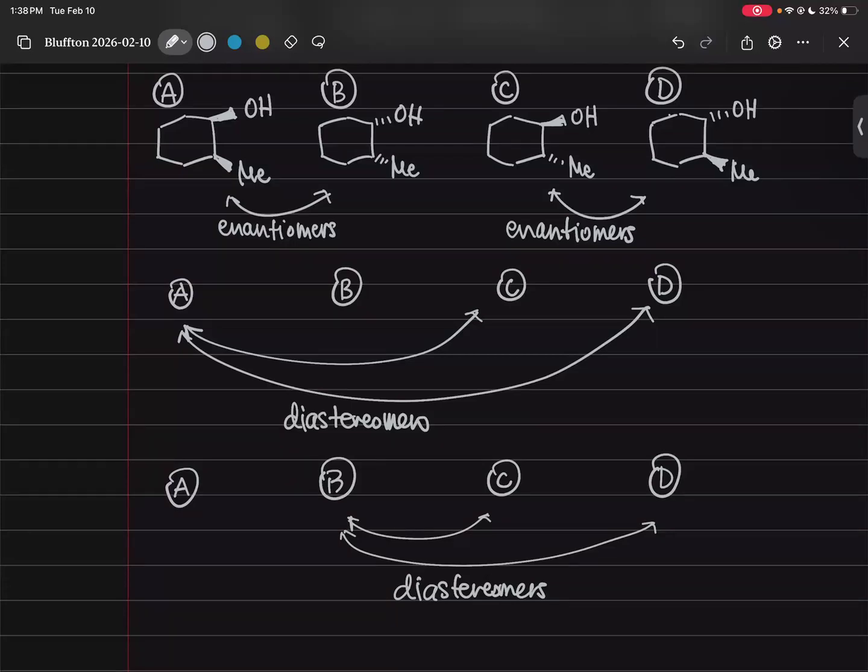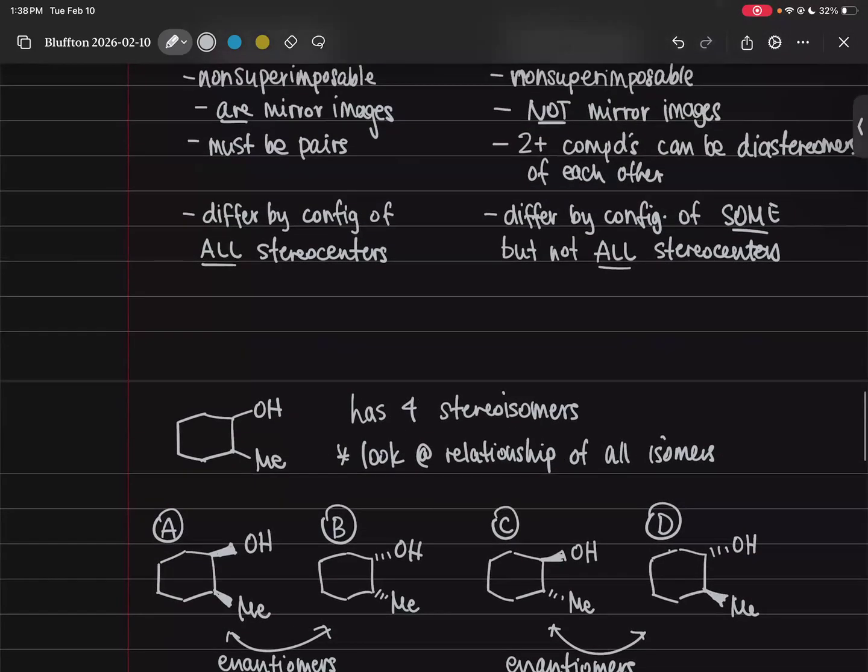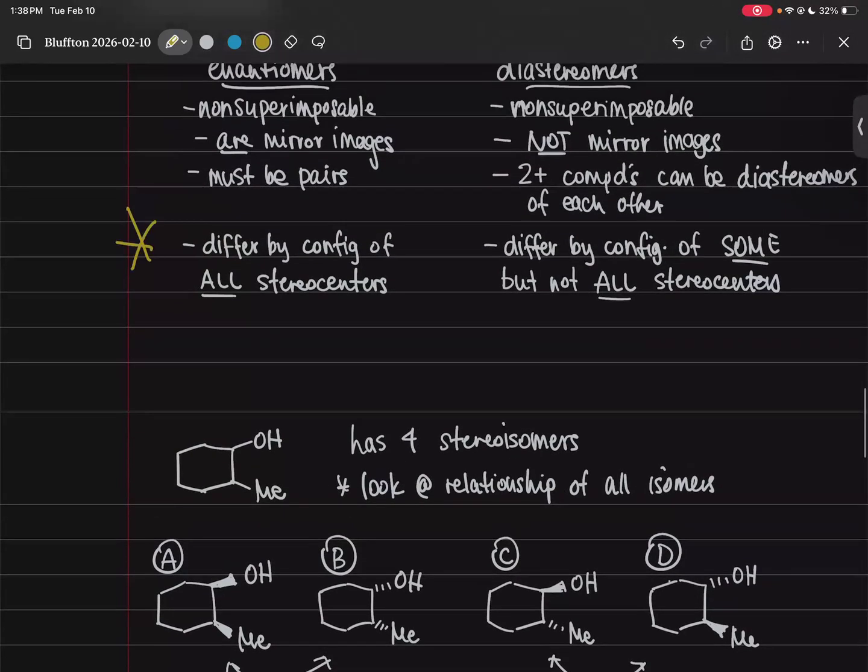How do we feel about enantiomers versus diastereomers? For some reason, I was never taught this, the differing by the configuration. And if you remember one thing about enantiomers and diastereomers, that's what you should remember. Because if you can remember that, you figure out the relationships if you stare at it long enough. So that's kind of the key.